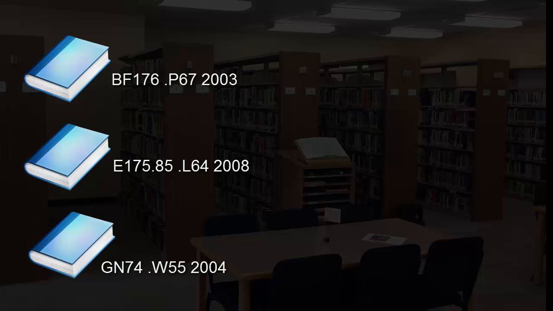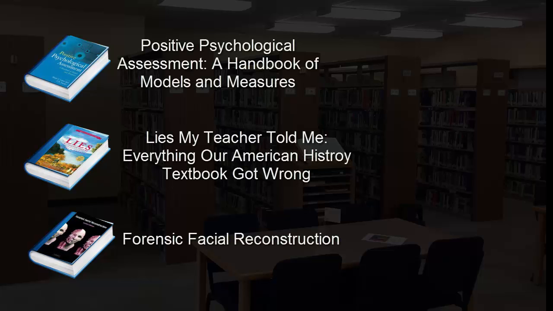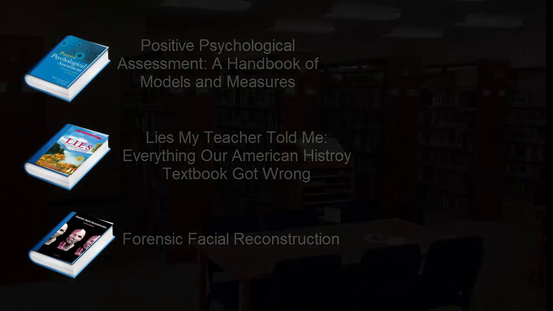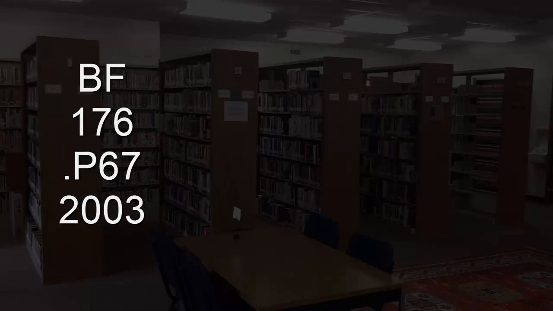Now let's take a look at these three books that we've pulled off the shelf. Each one of these has a call number that translates into the title. Each call number has its own unique title, and each title has its own unique call number. Now let's focus on the top book entitled Positive Psychological Assessment, a Handbook of Models and Measures. We can look at the call number and break it down.